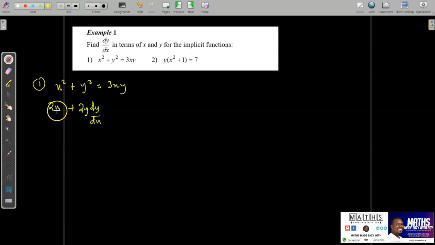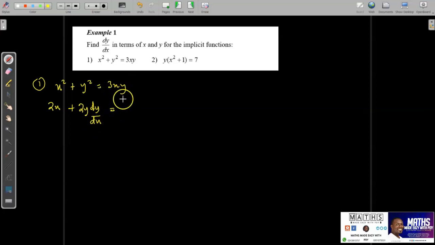Over here, it is 2x dx dx, but dx dx is giving you 1, so you need not write it. Unlike this one, whereby it is 2y dy dx, the dy and dx are two different statements, and therefore they can't cancel out to give you 1. So this is what is going to be left there.